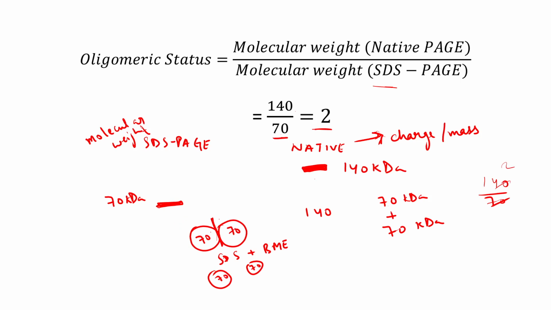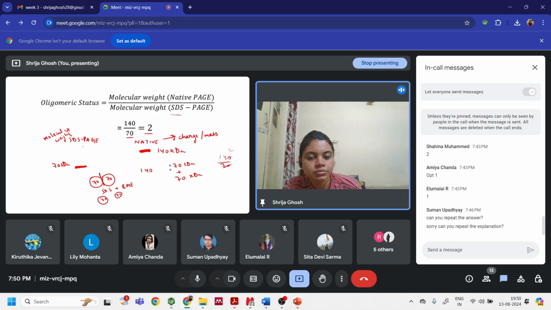So you can see that there are 2 different molecules of 70 kilodalton present, and in this only 1 molecule of 140 kilodalton present. Okay, do you understand, Suman? Yes, ma'am.